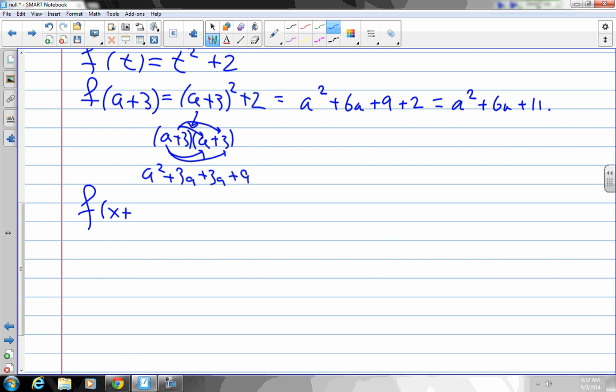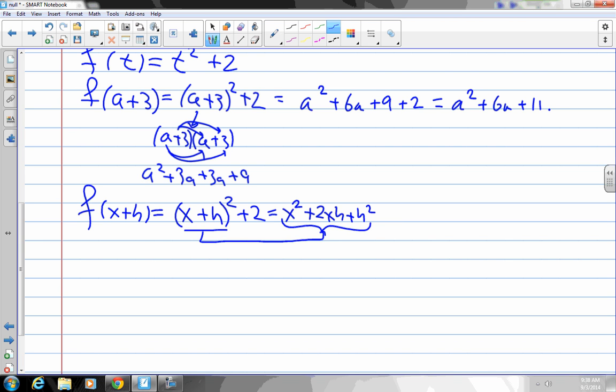Let's see. Let's do f of x plus h. How to do that one? Plug it in? Plug what in? Well, tell me what to write. Like that? Yes. So you do kind of the same thing. You have to expand x plus h squared. It will become, if you do the FOIL, x squared plus 2xh plus h squared. So that is this expression. And then plus a lonely 2. Okay?